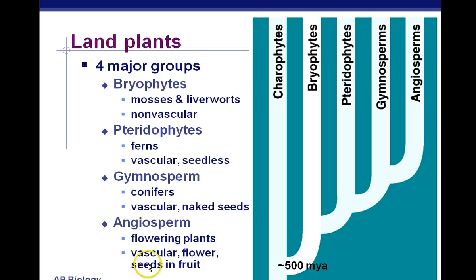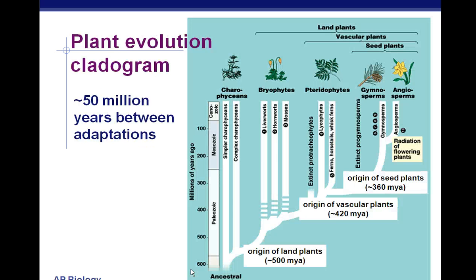Also, angiosperms have seeds enclosed in a fruit. They're not naked seeds. The fruit is an adaptation for dispersal of seeds that we'll talk about later too. All right, and here we have the cladogram again. You can review this.